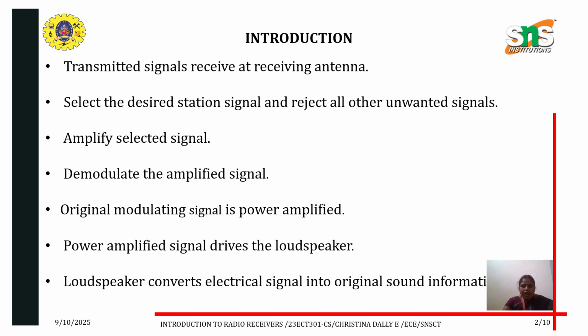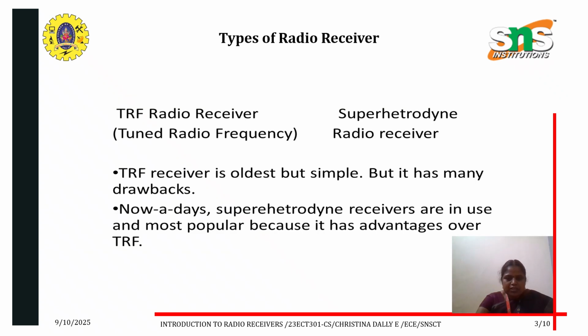The next thing, we have to amplify the selected signal. Then we have to demodulate that amplified signal and recover the original modulating signal, which is power amplified. It drives the loudspeaker, and the loudspeaker converts the signal into the original sound information signal. So this is the introduction to radio receivers.